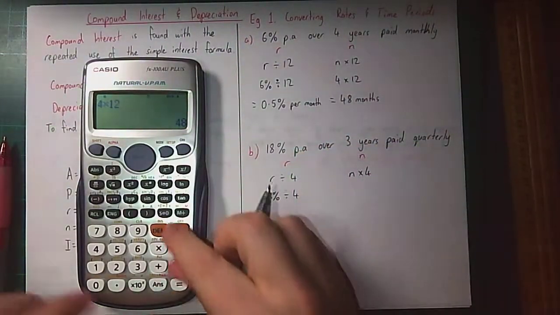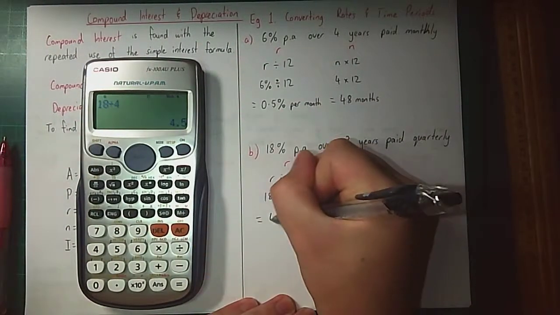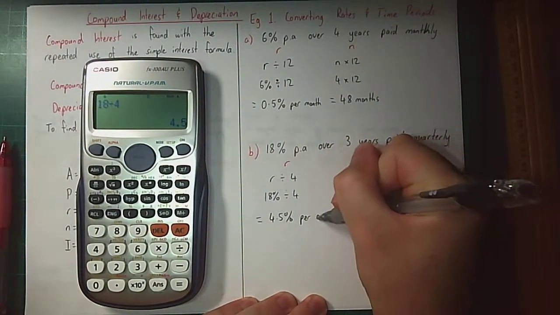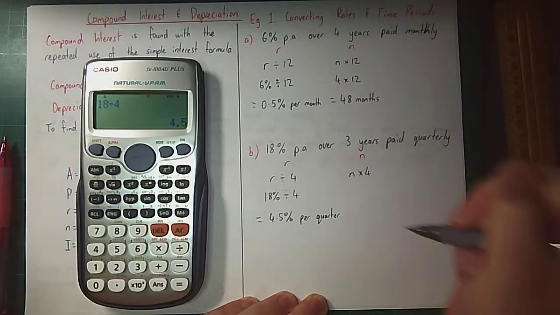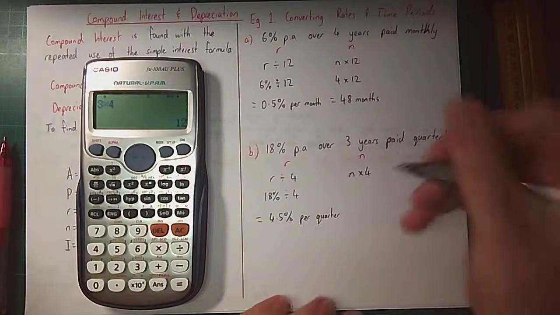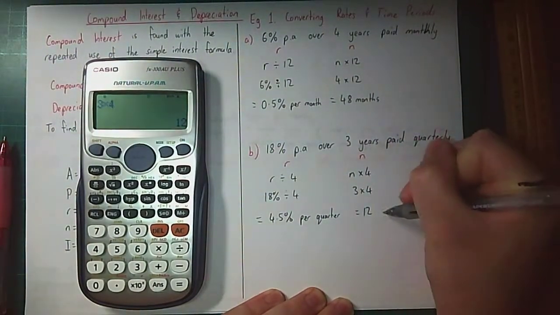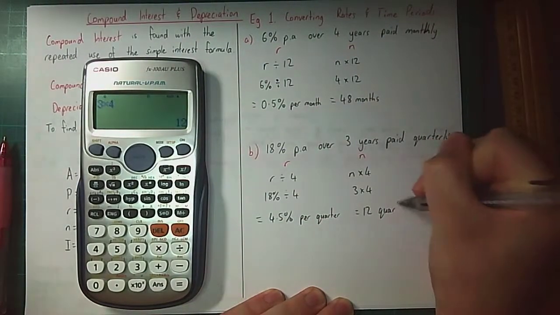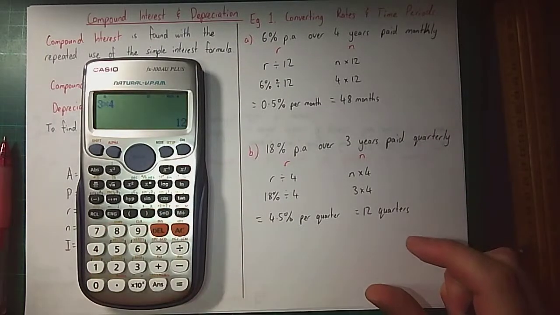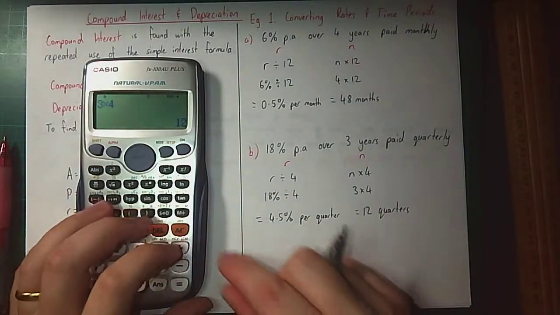which again, when we type it in the calculator, I'm going to ignore the percentage symbol. We get 4.5, and we're going to add the percent back in, 4.5% per quarter. And for this one, we've got three years, so 3 times 4 gives us 12 quarters. So once you do that, you're now ready to input that information into the compound interest or depreciation formulas. So we're going to practice that now.